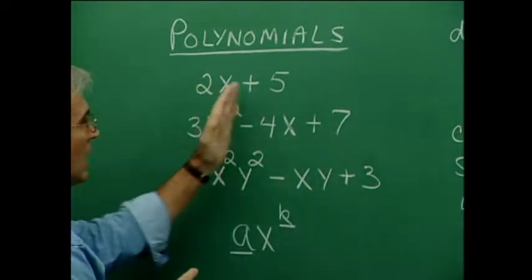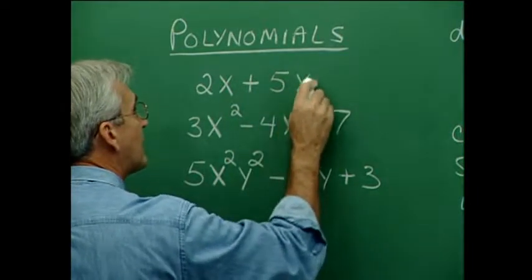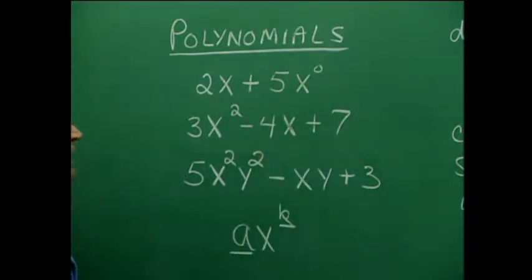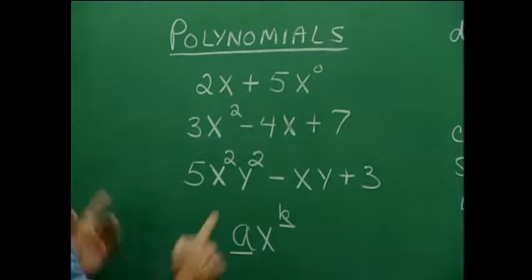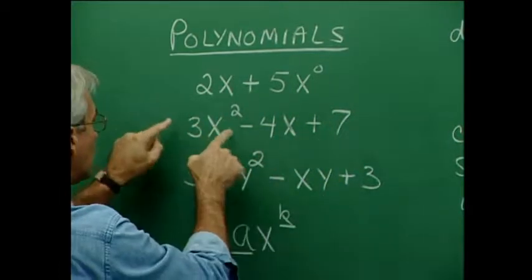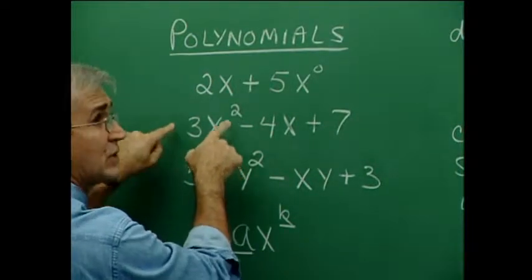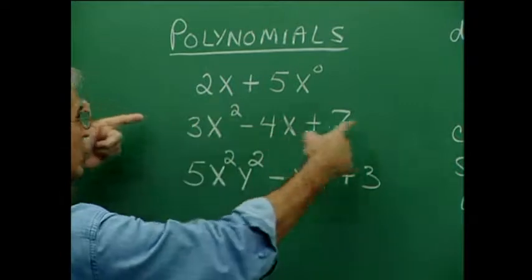Now we could think of the constants as having degree 0 because after all we could think of something like x to the 0 power being associated with that term. Now, the polynomial has degree as well. This is a second degree polynomial because the term of highest degree is 2. This is the term of highest degree, and it's a second degree term, so it's a second degree polynomial.